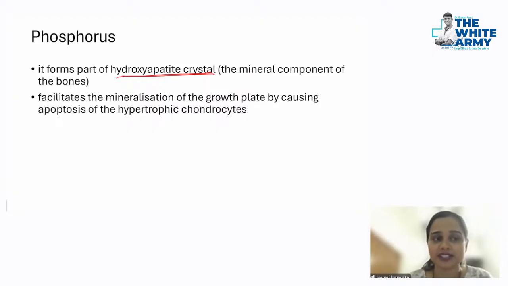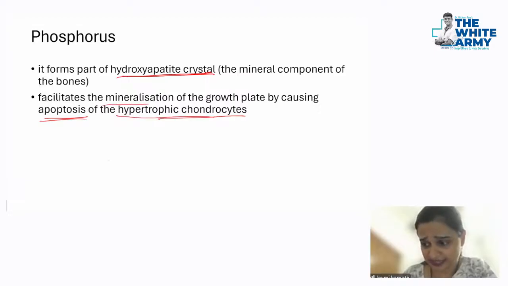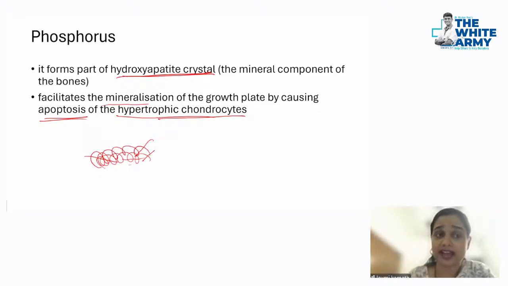Remaining phosphorus is all intracellular in the form of ATP and other phosphate ions, correct? So it basically helps in mineralization of the growth plate by causing apoptosis of the hypertrophic chondrocytes. Like I already told you, once the chondrocytes become big, mineralization should happen and they should die. If this doesn't happen, they keep on growing, giving rise to a widened growth plate, and then the skeletal manifestations of rickets, like we have discussed in the previous class, correct?